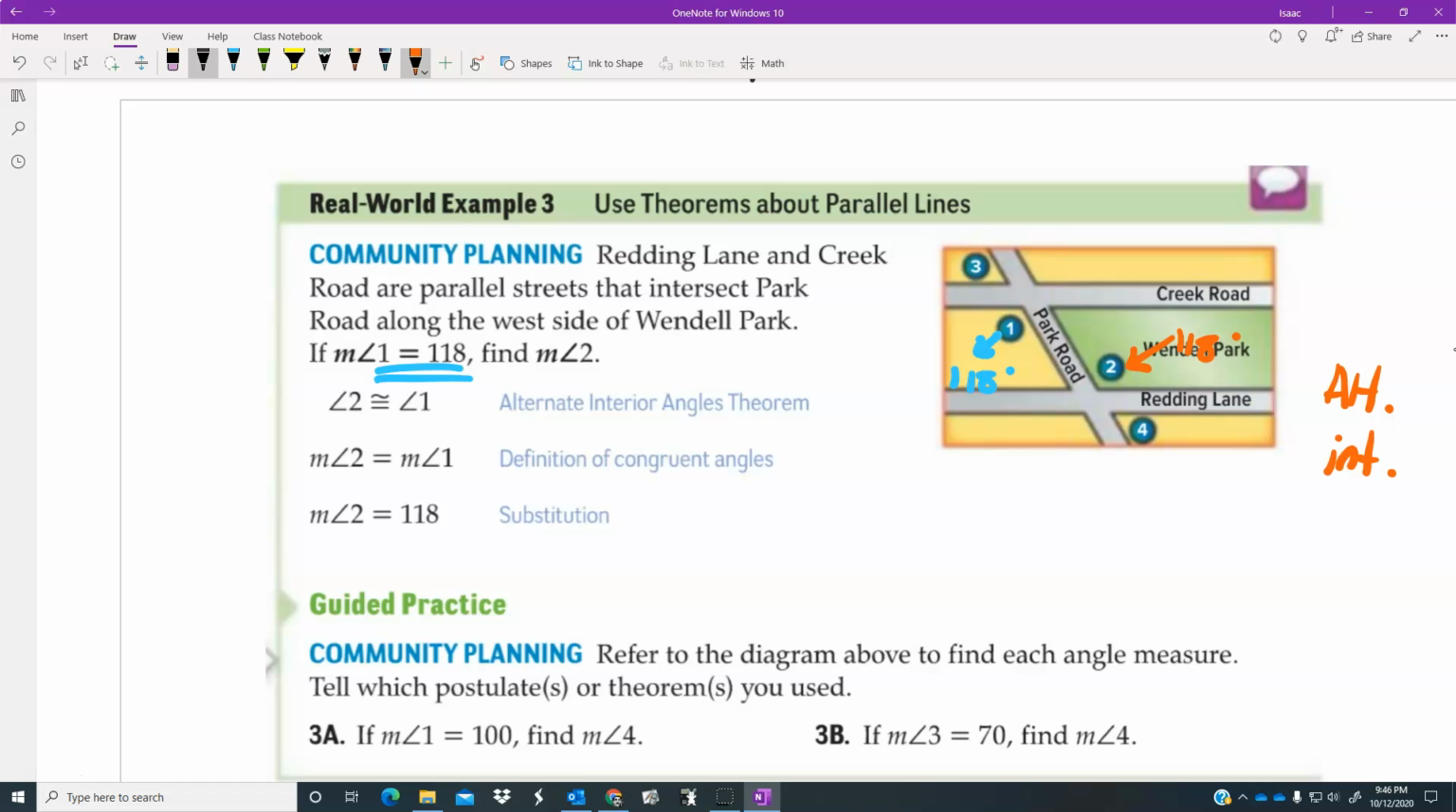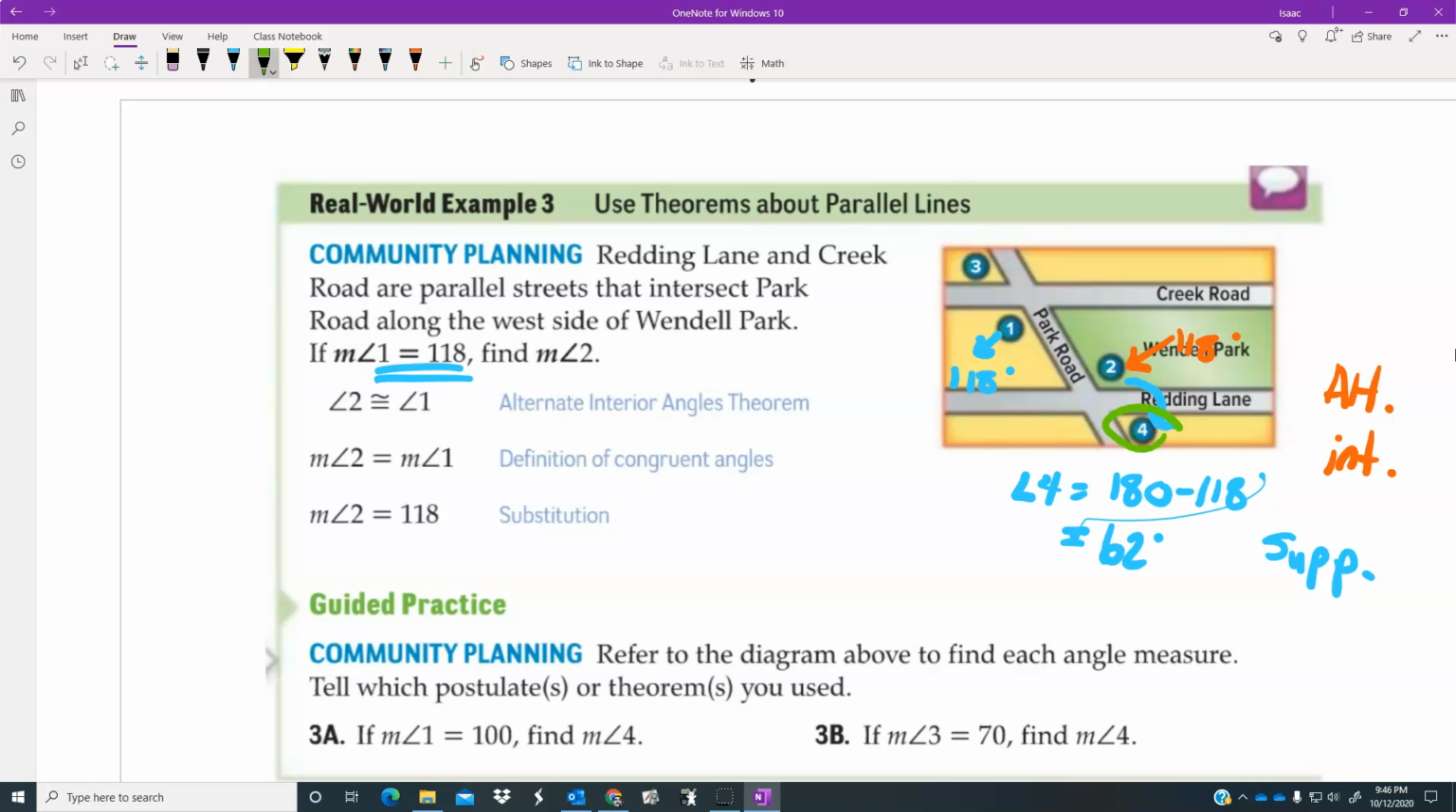Now, if I was talking about his next door neighbor, 2 to 4, there is no way those are the same size, but I could come up with 4 saying that angle 4 would be 180 minus 118, or better yet, 62 degrees, because those two are supplementary. So see, you have names to help you explain why you're coming up with those values.